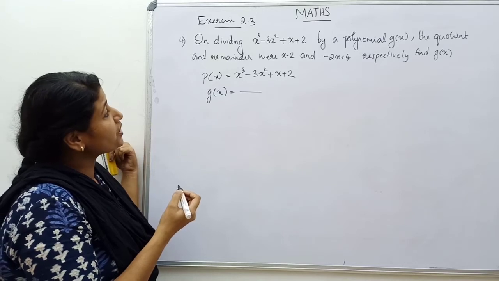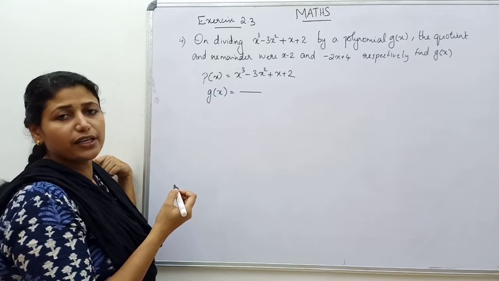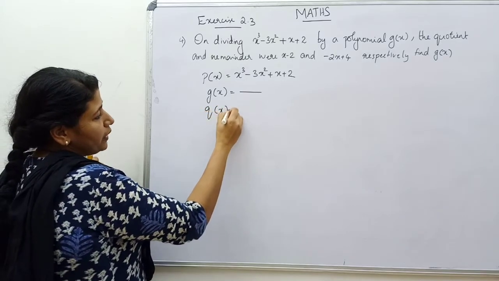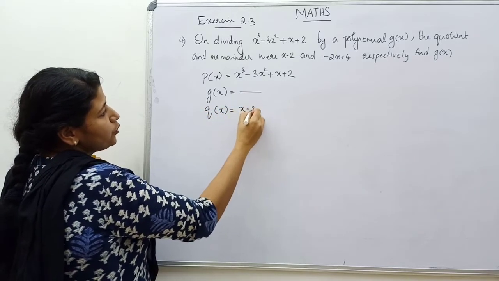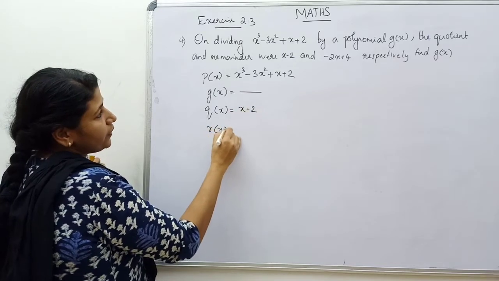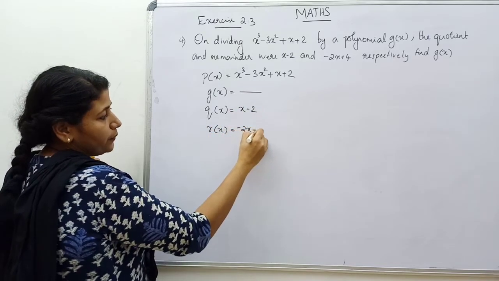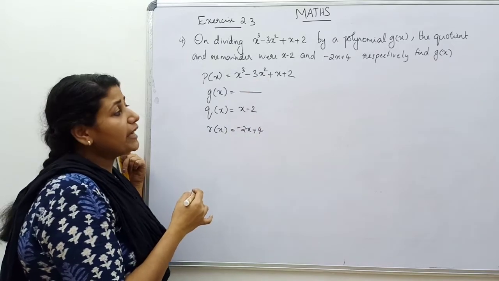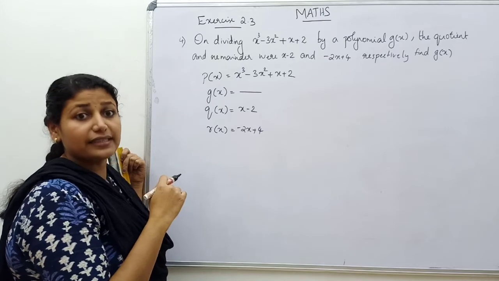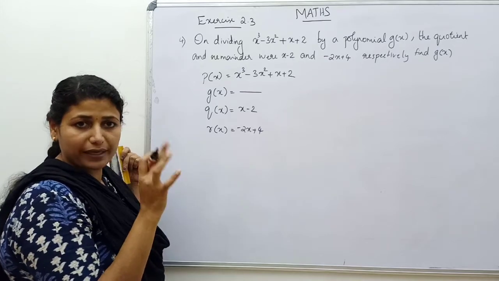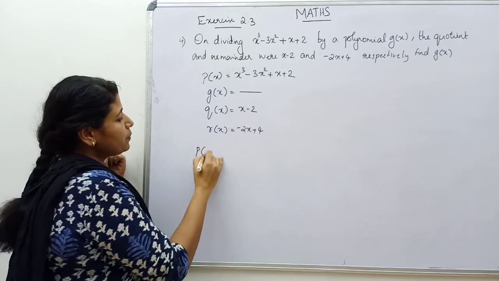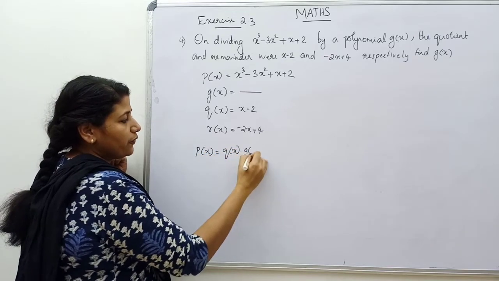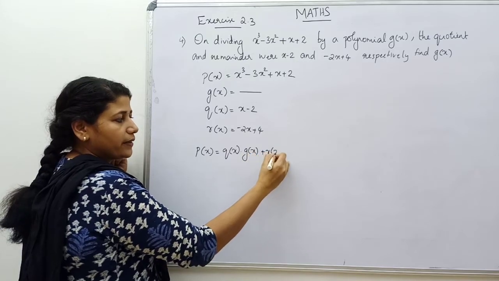Then the quotient and remainder are given as x minus 2 and negative 2x plus 4. So we can write quotient of that polynomial q of x equal to x minus 2. And the remainder r of x equal to negative 2x plus 4. These all are the given conditions. We want to find out the g of x. We have already studied in the last class that a division algorithm for polynomials is there. What is that? p of x equal to q of x into g of x plus r of x. This we have studied.